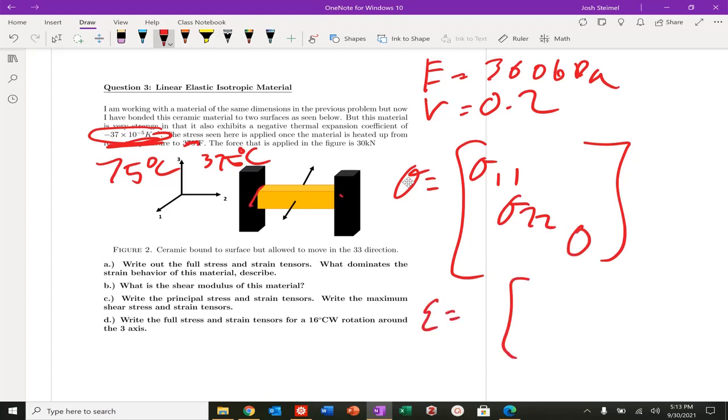So my strain, however, let's see what's going to happen with the strain. I'm going to have a strain in the 1, 1. I don't have any strain in the 2, 2, but I do have a strain in 3, 3 because, again, the walls are bound essentially to this problem. So I've got strain in the 3, 3.